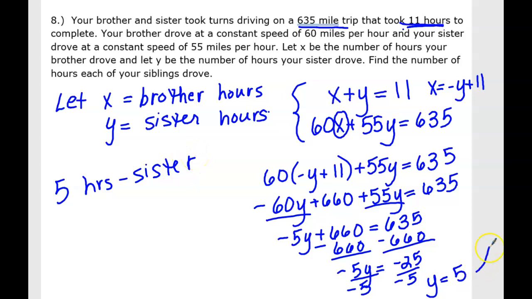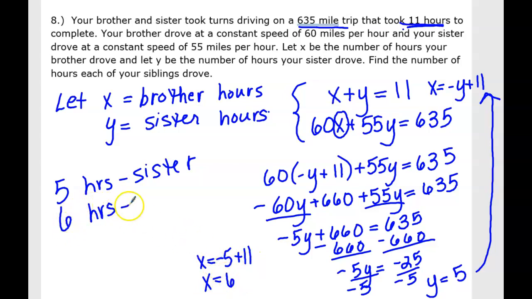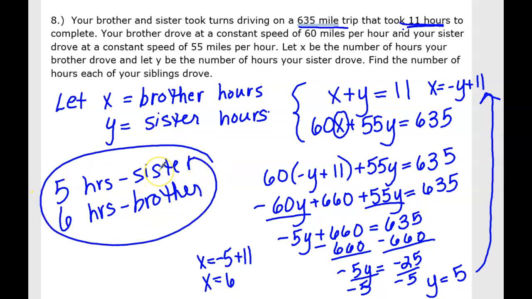Now to get my brother's, I simply plug it back in, and I get my Y. My X is going to be equal to negative 5 plus 11, or my X is 6, and 6 hours for the brother. Okay, so the key to this is really the let statement. Two variables, two equations. Let's try one more.